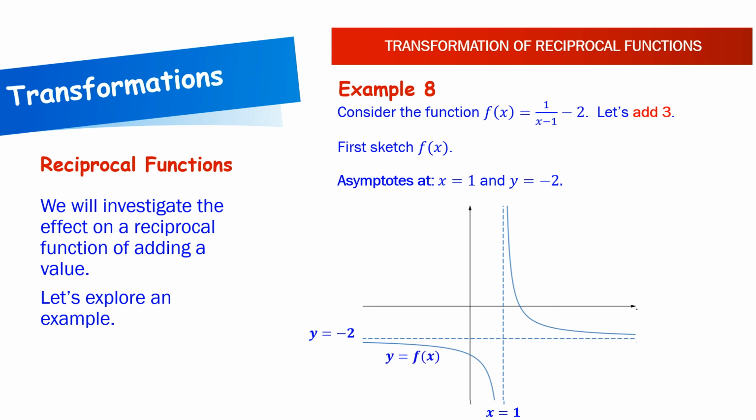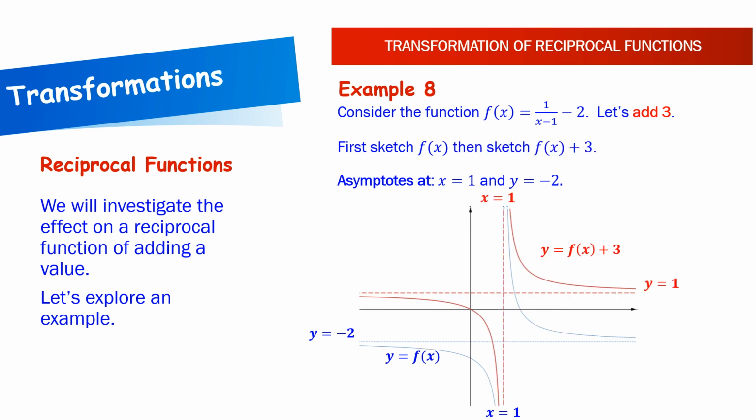This is a sketch of the function y equals f of x. If we add 3, the graph has shifted upwards, and so have the asymptotes. Both have been translated by a vector 0, 3.